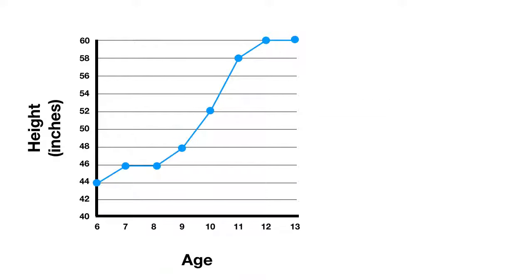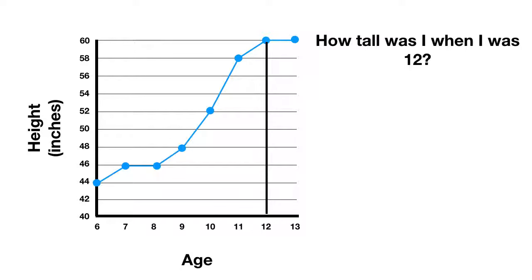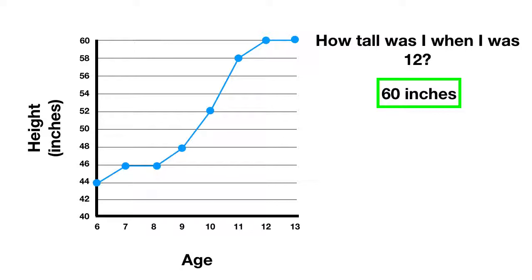Now here's the last graph for today. This graph shows how tall I was in inches from the age of 6 to the age of 13. The first question is, how tall was I when I was 12? Well, if you look along the bottom of the graph, you can see at the age of 12, the dot is right here. I'm a total of 60 inches. I am 60 inches tall when I was 12.